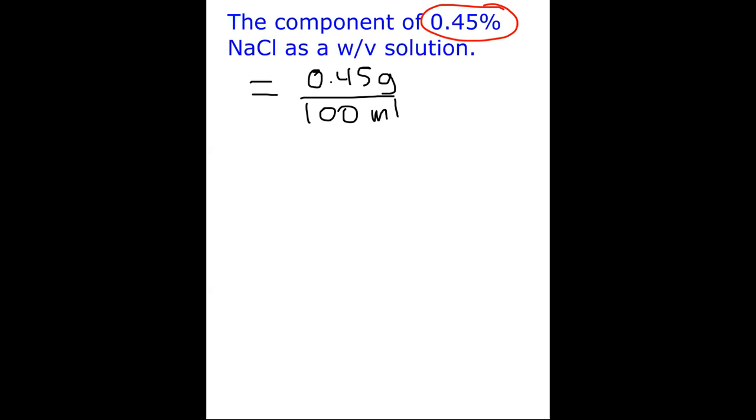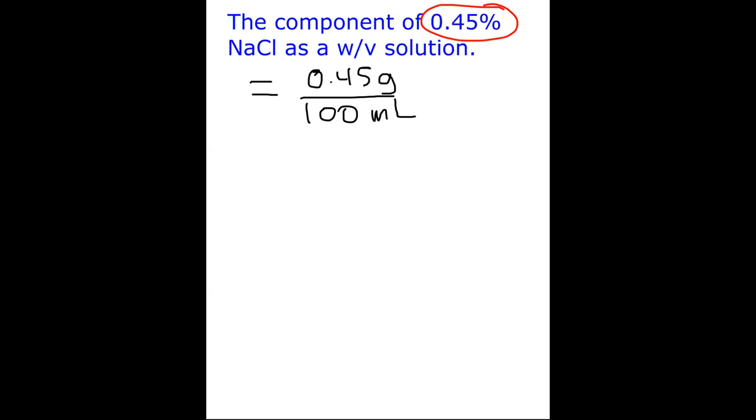Okay, so I've written it here down for you. The component of a 0.45% normal saline as a weight volume solution. So again, we said that anything that's a percent right here, we're just going to remove that percentage and put a gram over 100 milliliters. So that would equal 0.45 grams over 100 milliliters.